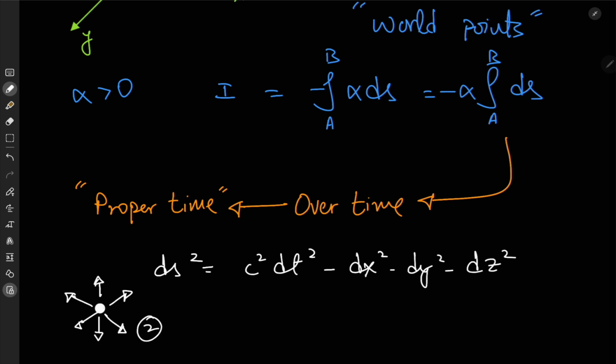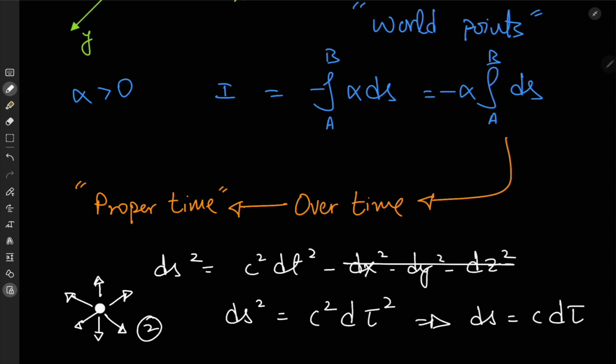In this case, the differentials of the spatial elements dx, dy, and dz all cancel out to 0 because the particle never moved. And in this case, we have ds squared being equal to c squared times d tau squared, where d tau is the time interval we call proper time, or ds equals c times d tau.